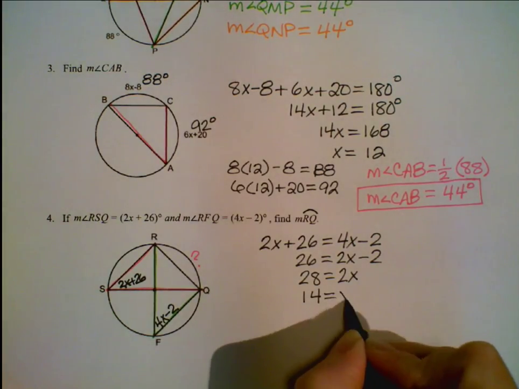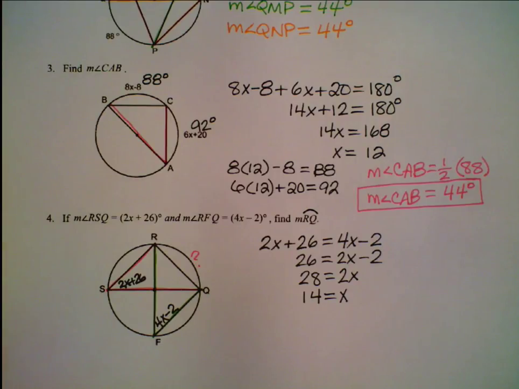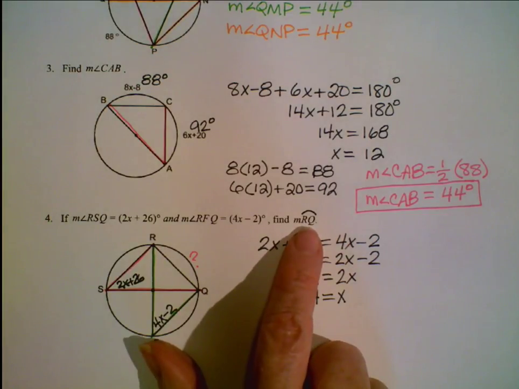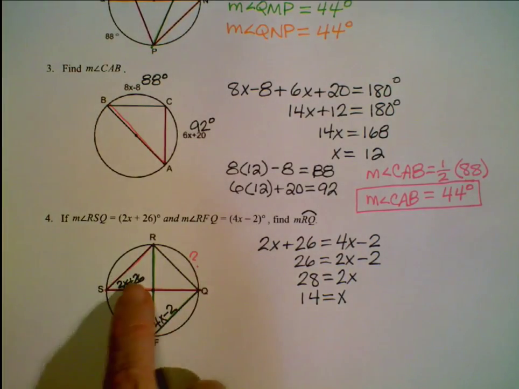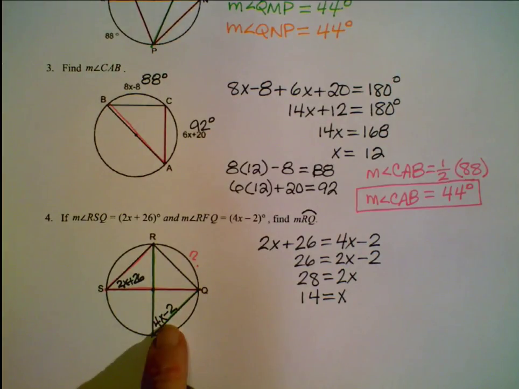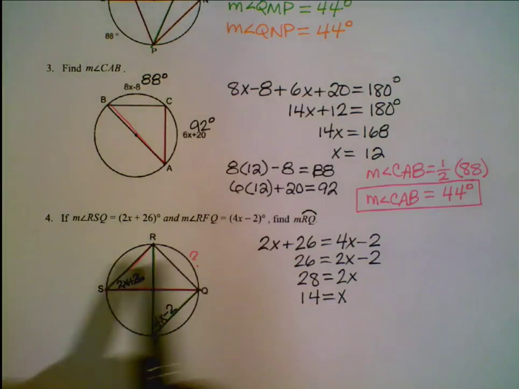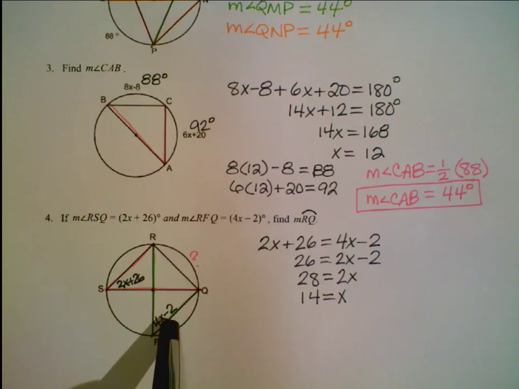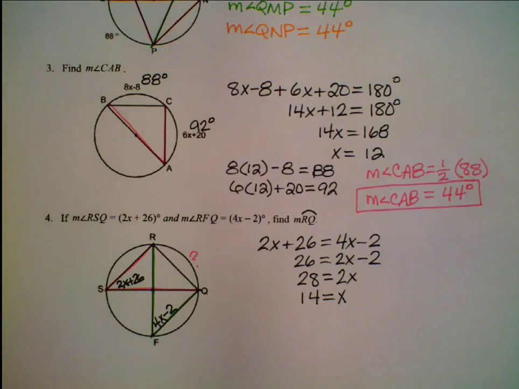Now, in some problems, finding the value of x will be your final solution. That's all you're asked for. In this case, it's not. In order to find the measure of arc RQ, we need to know either the measure of angle RSQ or the measure of angle RFQ, and those should be the same value. Now, the nice thing you could do in this case, we could check it in both and make sure that we do have congruent angles as we should have.